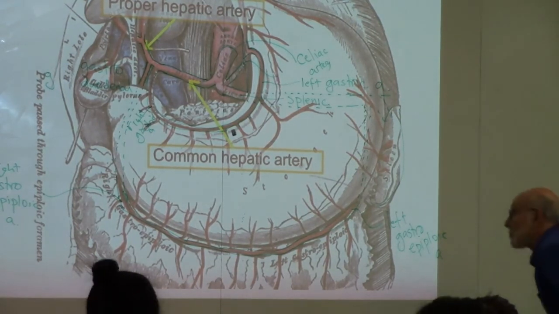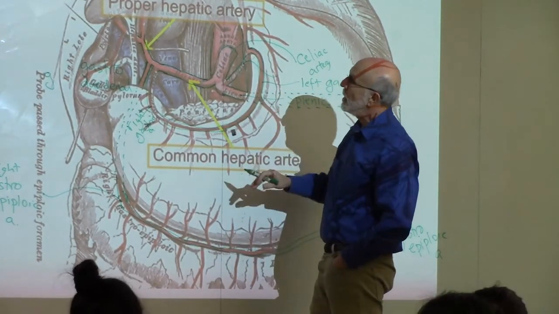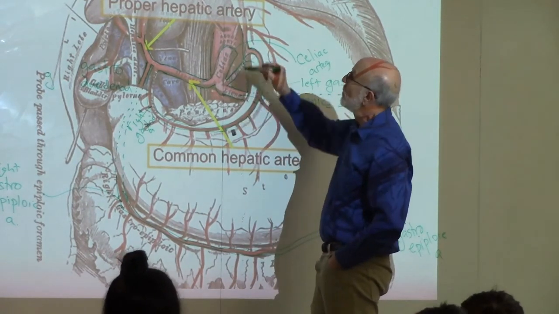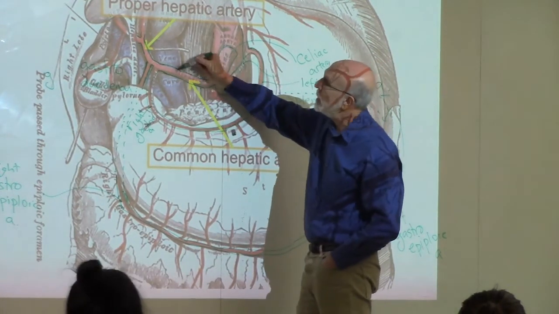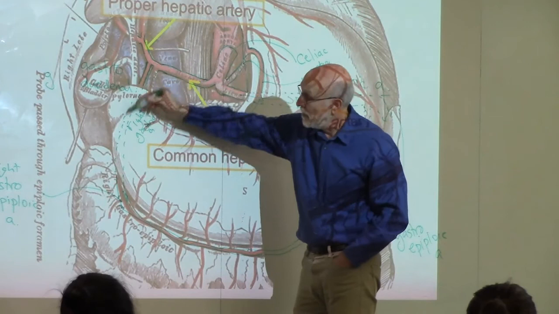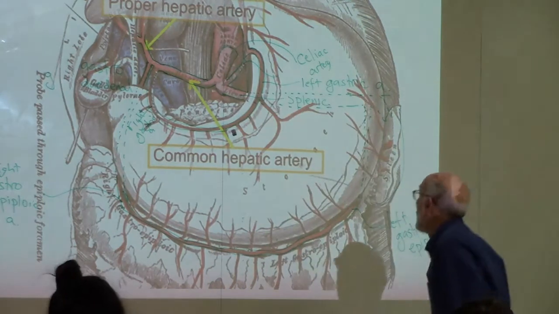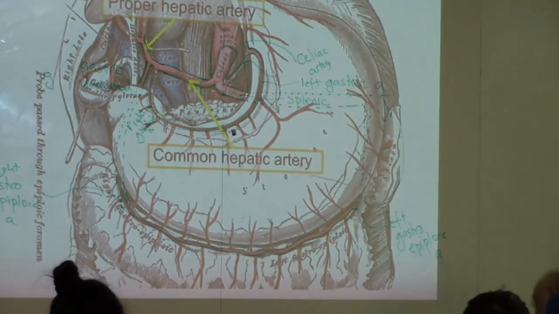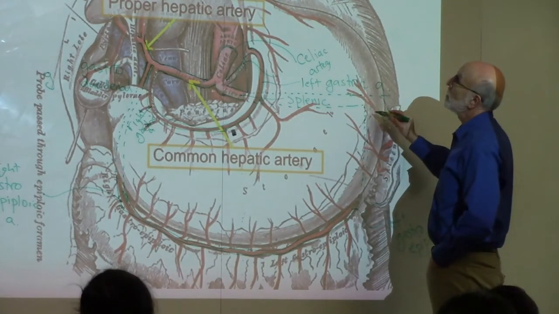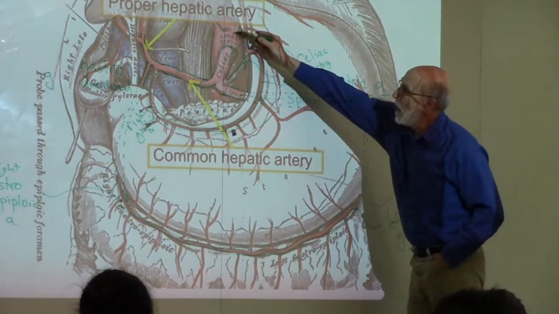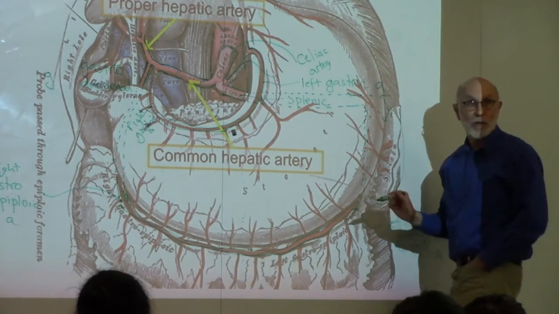So let's review. The right side of the greater curvature of the stomach is fed arterial blood by blood from the abdominal aorta, celiac trunk, common hepatic artery, gastroduodenal artery, right gastroepiploic. The stomach on the left side of the greater curvature is fed by blood from the abdominal aorta, celiac trunk, splenic artery, left gastroepiploic artery.